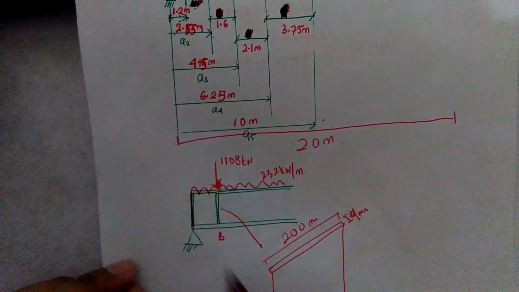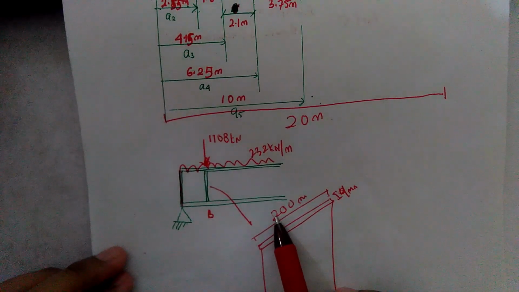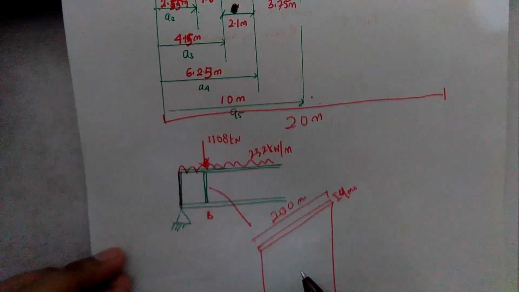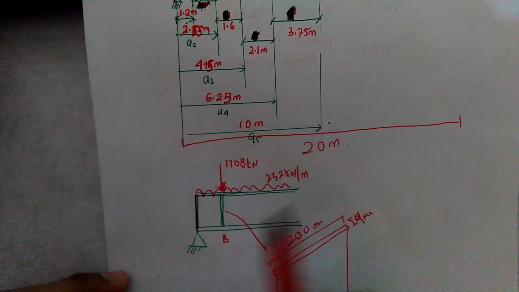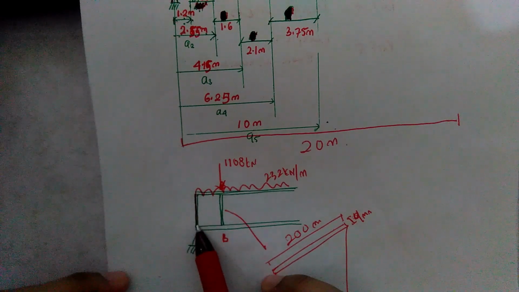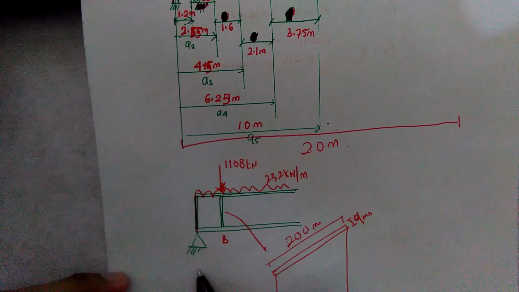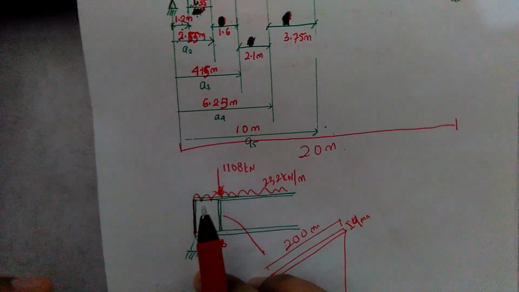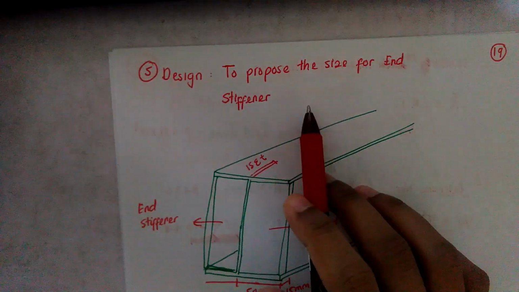Okay, so now we know that for all the intermediate stiffeners, the size which is satisfied is 200 mm width and 9 mm thickness. For all stiffeners, usually we do require the end stiffener to support the high shear at this particular support. So, now the next step is to design the end stiffener.